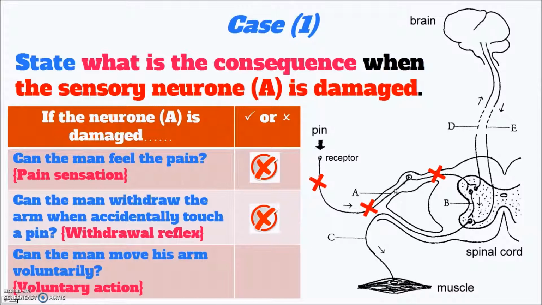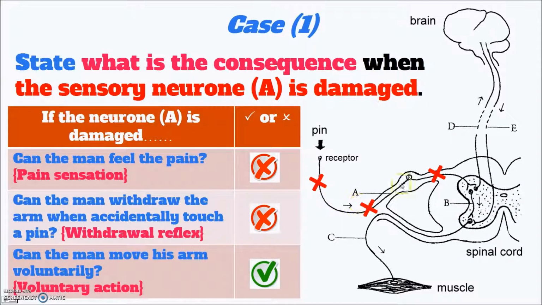So how about, can he move his arm voluntarily? Even though the sensory neuron is damaged, the motor neuron pathway is still intact. So from neuron E, the interneuron from the motor area of the cerebrum, it can generate the nerve impulse, and then neuron E can transmit the nerve impulse to the motor neuron and then stimulate the effector, the muscle. So that's why he can move his arm voluntarily. So at least, that's the 3 guiding questions for us.